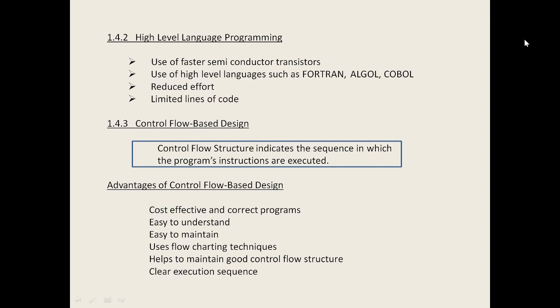And next is high level language programming. With the innovation of semiconductor transistors, which are much faster than those of the earlier computers, this is about the early 60s. In the early 60s, computers became much faster with the introduction of semiconductor technology.